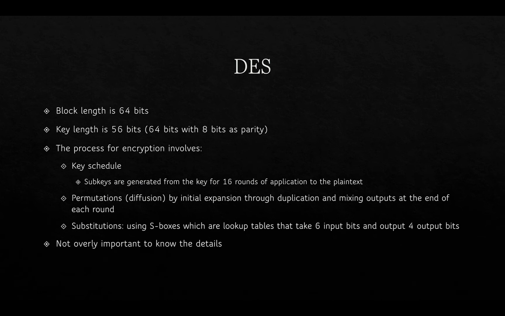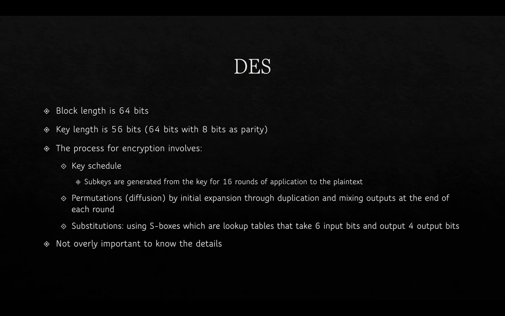The process that it uses, and we don't really need to go into too much detail about this, but we'll cover the principles of it, is that it takes a key, and the first thing it does is generate subkeys from it. And it does that 16 times to actually then operate on the plain text. So that's important. And this is part of going back to Shannon's idea of confusion, that we have lots of different parts of the key get involved in encryption of lots of different parts of the ciphertext. So permutations, diffusion, is done by initial expansion through duplication and mixing of outputs at the end of each round.